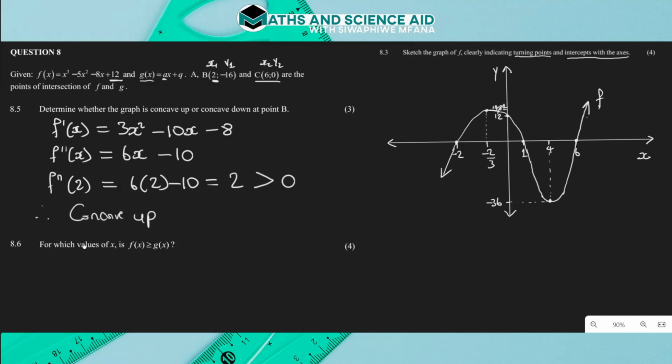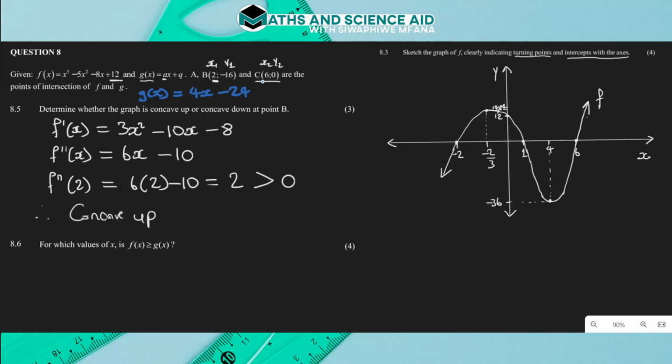And now going to the last question, 8.6. So here we need to determine for which values of x is f of x greater than or equal to g of x. So here, remember that we technically know the equation of g because we had calculated the values of a and q. Therefore, the equation of g of x is equal to 4x minus 24. Okay, so using this, we can actually sketch the graph of g of x on the same set of axes.